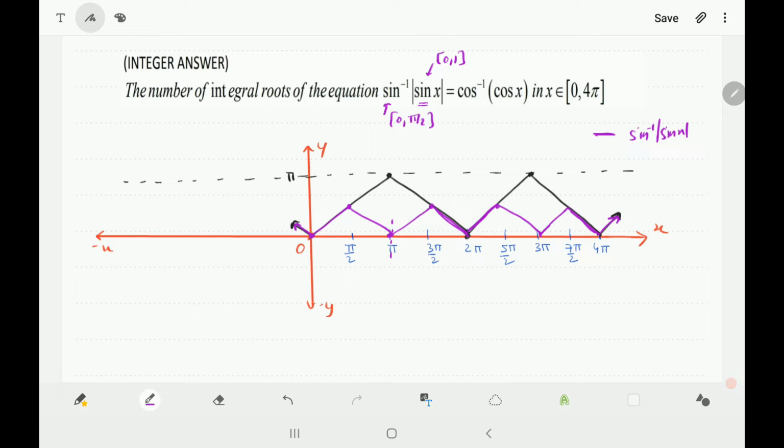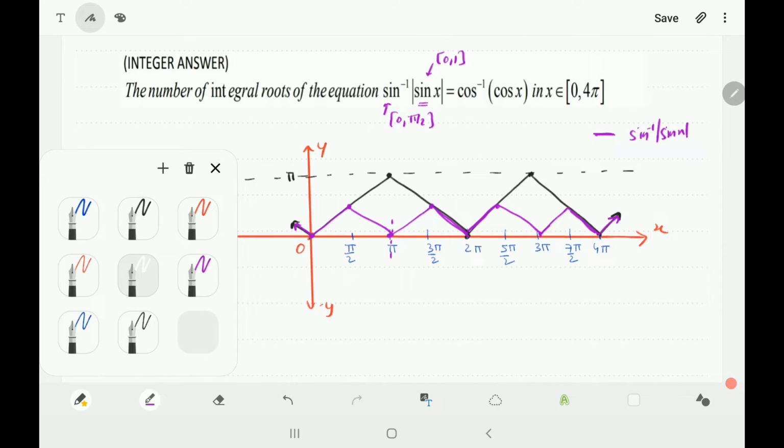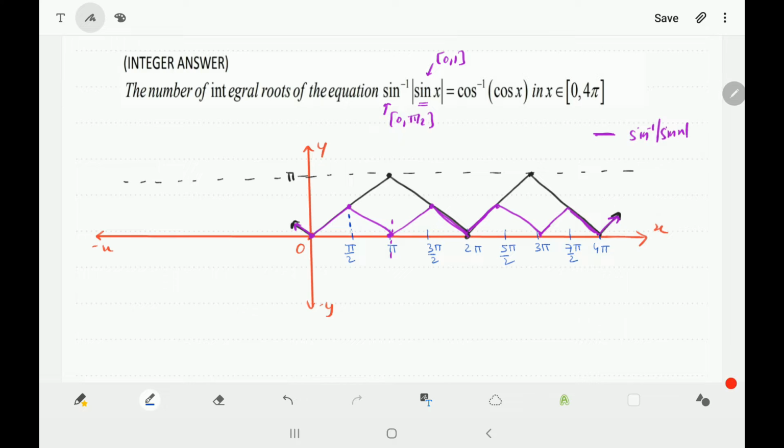Okay, so let's now try to find out the number of integral roots in this interval. So in 0 to pi by 2 we have an infinite number of solutions. So there is a solution here. Okay, again there is an intersection point here. There are infinite number of solutions, but we have to find the integral solutions. As such, if we had asked how many real solutions are there, infinite solutions would be there.